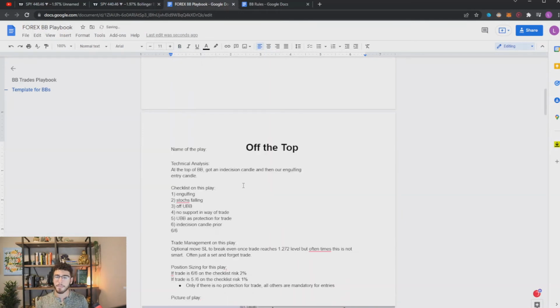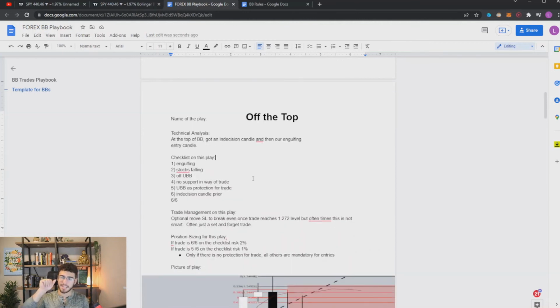So at the top Bollinger Band, we have an indecision candle and then our engulfing entry candle. Checklist on this play. Remember, guys: engulfing candle, stochastics falling and crossed in the direction of your trade. If you're going off of the top, this is a short entry. This is off of the upper Bollinger Band, which I abbreviated as UBB.